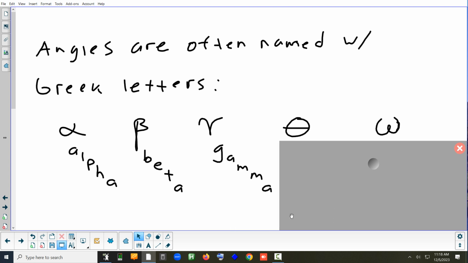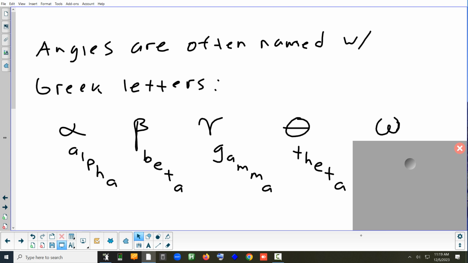And how about the circle with a line through the middle? Theta. Yeah, it's theta. And what about that last one? Looks kind of like a W. It's the perfect place for it to be in this list. Omega. Yeah, omega, the end. It's at the end.